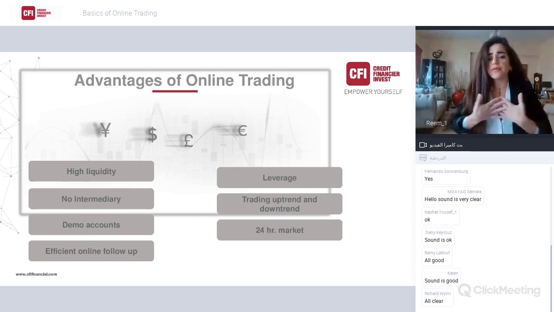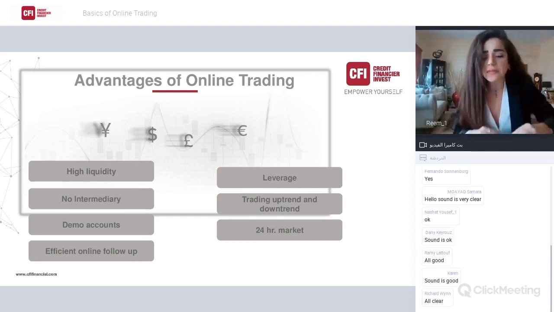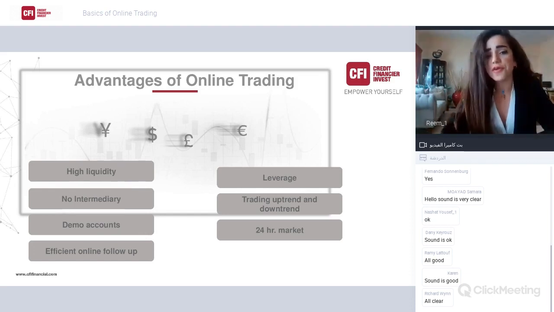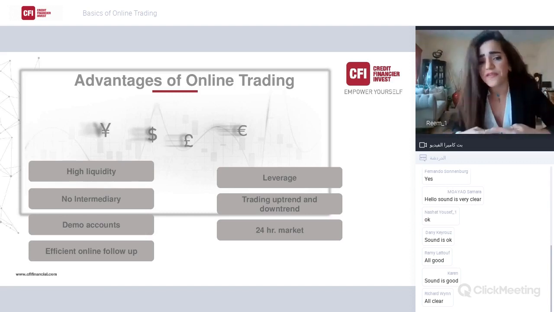What does that mean? How does that reflect for me as an investor? It means that anytime I enter the market to buy or to sell, I have someone in front of me who is selling or buying. So I don't have to keep waiting for a buyer if I'm selling, and I don't have to keep waiting for a seller if I'm buying. So this market is very volatile, highly liquid, and it moves fast, any time of the day, five days a week.